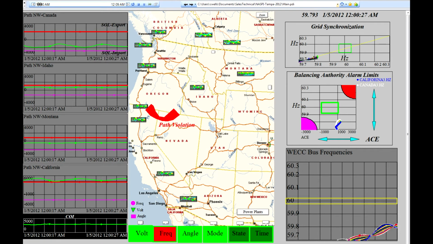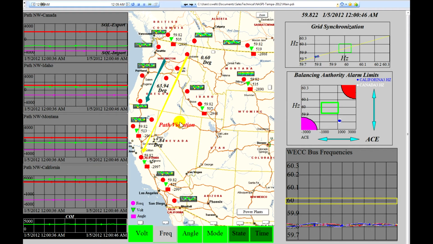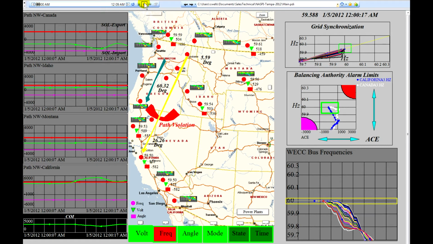Now we'll turn on all the layers, and this will show us the current status of the frequency, voltage, and phase angle of each of the 36 buses in the WECC. We'll see now that we have a dot that represents frequency, voltage, and phase angle. The event will start again from the beginning, and we'll play it in real time.